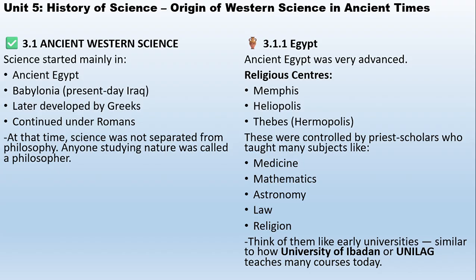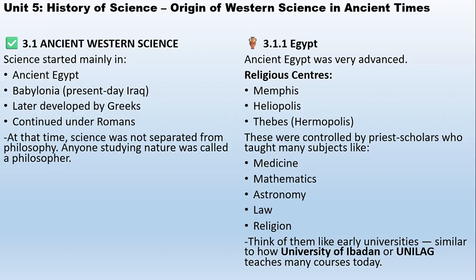At that time, science was not separated from philosophy. Anyone studying nature was called a philosopher. Science and philosophy were the same then because they were studying nature. They were not separated. If you were studying nature, you were called a philosopher. Nothing like scientists. They were all called philosophers.